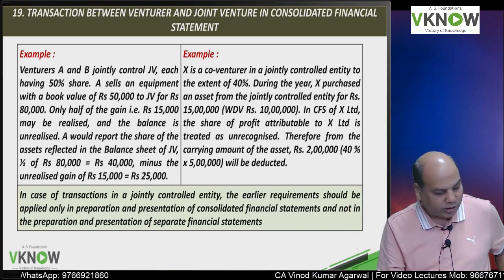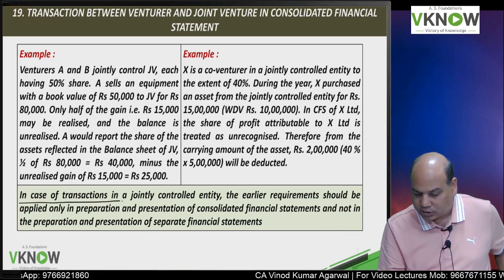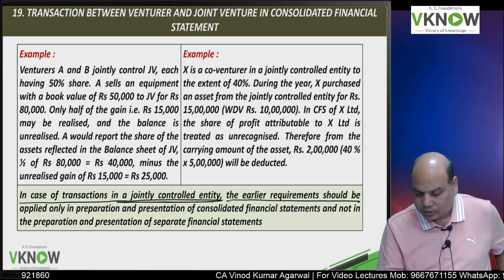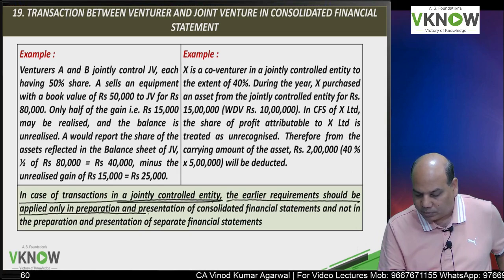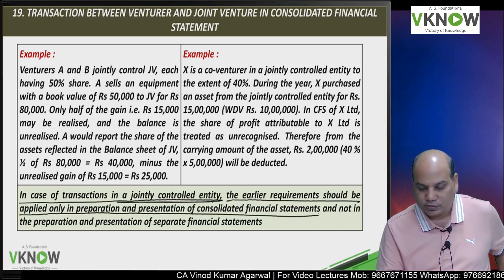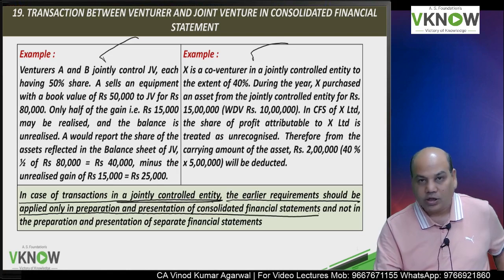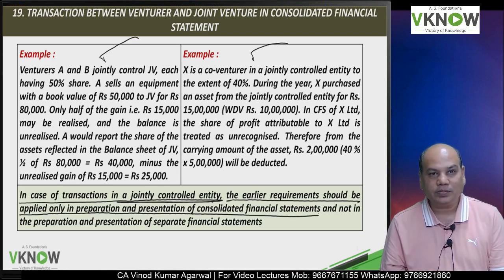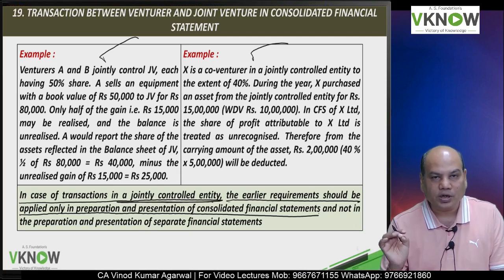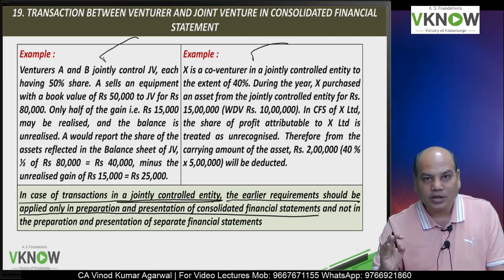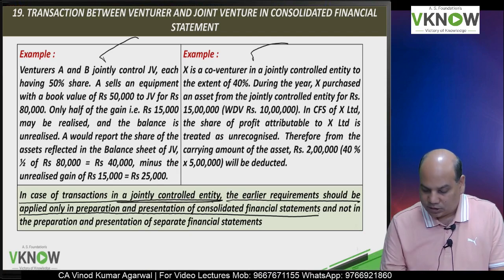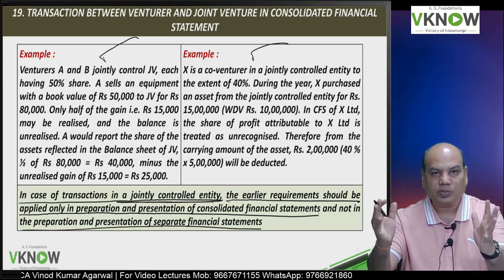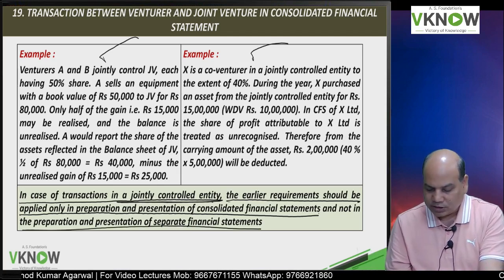Now listen to me carefully, this line. In case of transaction in a jointly controlled entity, the earlier requirement should be applied only in preparation and presentation of CFS. If it is a jointly controlled entity, then the elimination of unrealized profit will be done in the CFS only. But in the separate financial statement, full profit and loss will be recognized. So I will summarize for you.